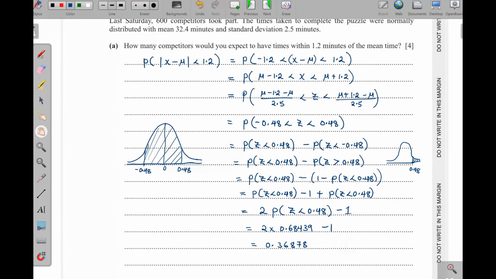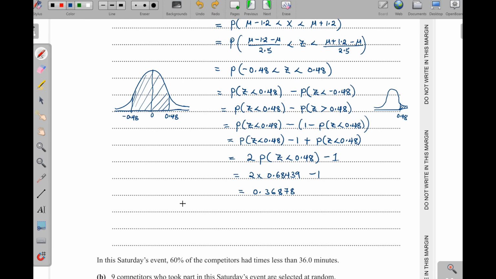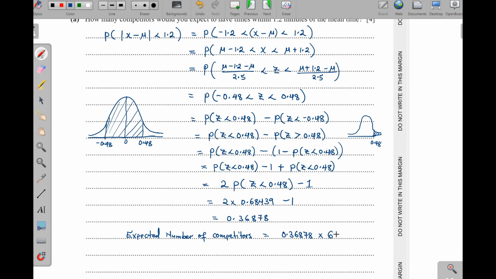And then the expectation here is going to be, because they said how many competitors would you expect, you get the probability then times the number of the competitors. Okay, so expected number of competitors shall be equal to 0.36878, then times 600. Okay, the number of competitors were 600.